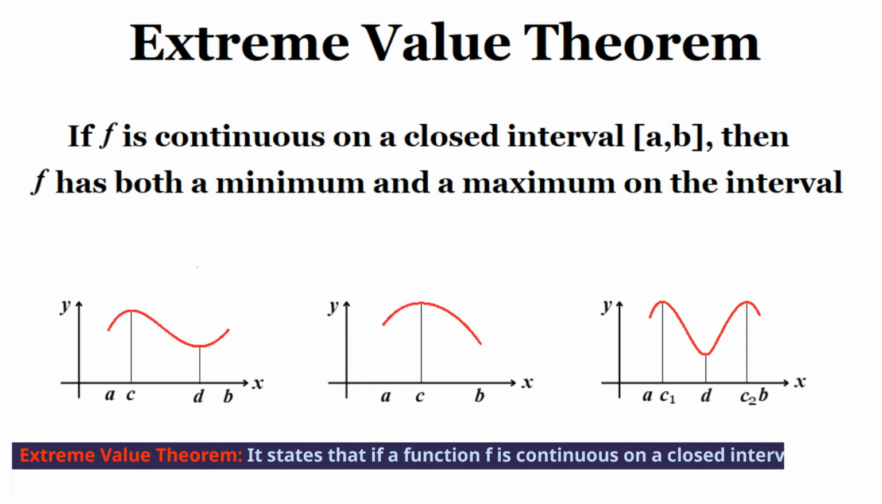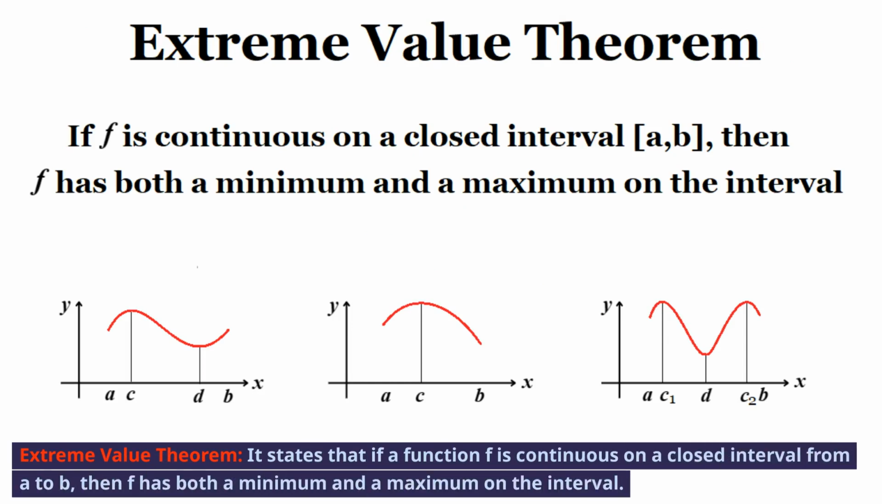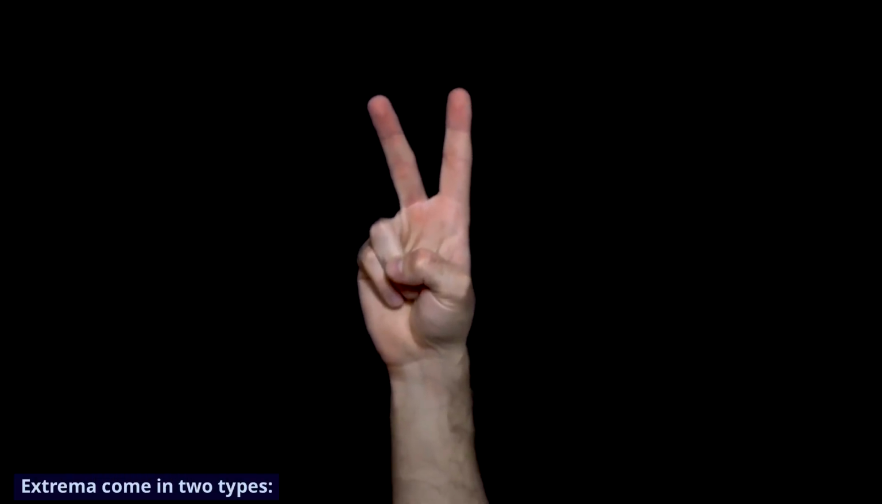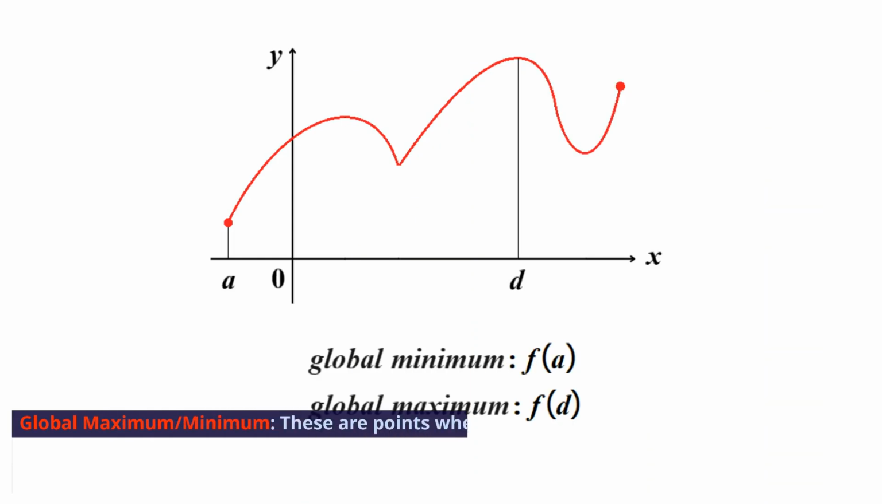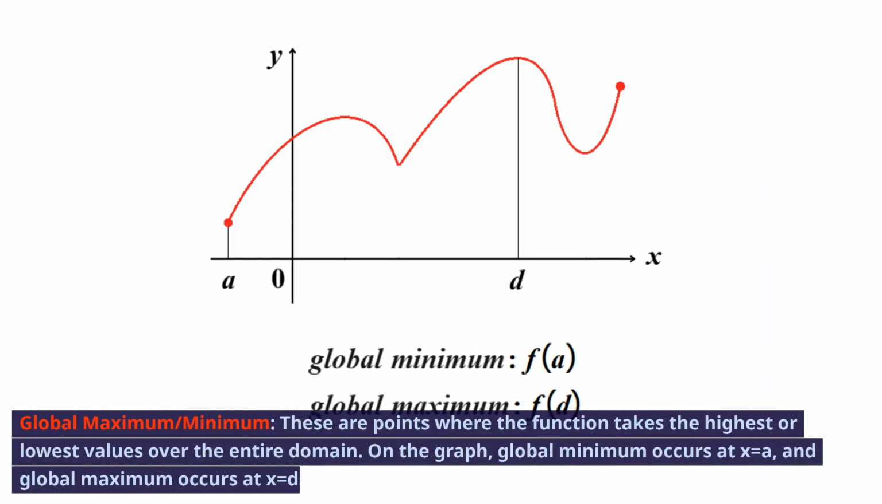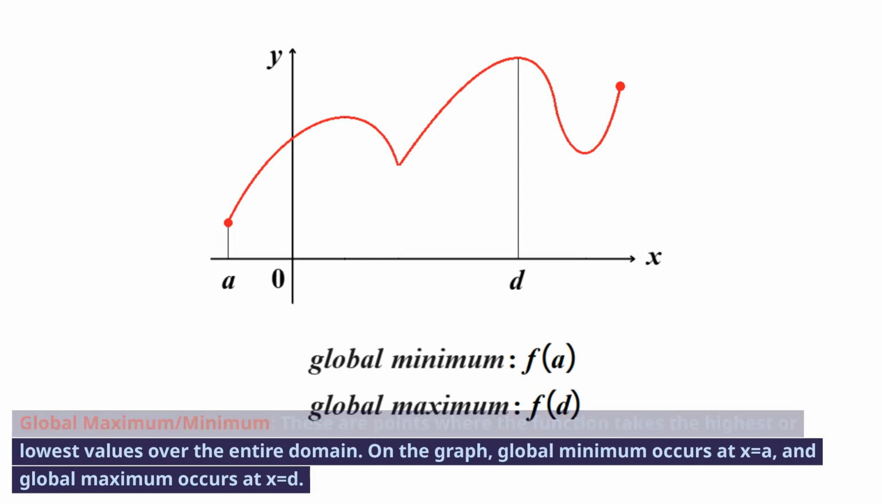Extreme value theorem. It states that if a function f is continuous on a closed interval from a to b, then f has both a minimum and a maximum on the interval. Extrema come in two types. Global maximum, minimum. These are points where the function takes the highest or lowest values over the entire domain. On the graph, global minimum occurs at x equals a, and global maximum occurs at x equals d.